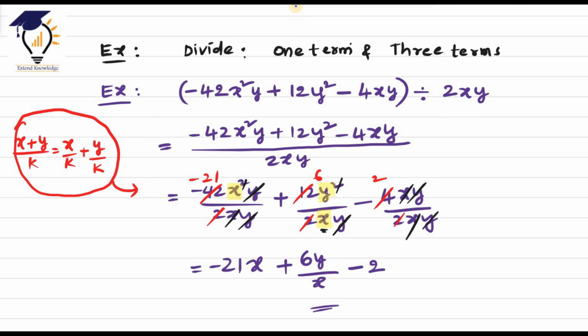If any like terms are there, then we can add them up. So look at that, these two are not like terms, this is the variable in x and this is y over x, so we can't add further. This is how we divide the terms of the expression with the other expression. That's all for this. Thank you.